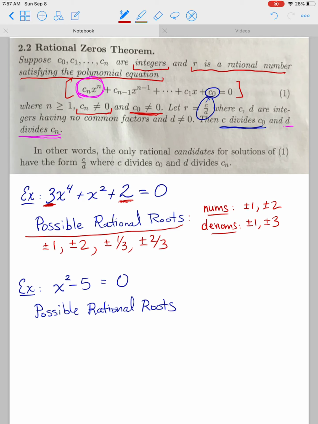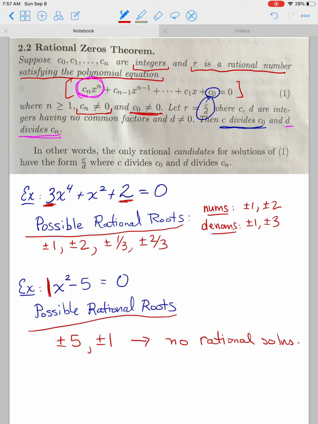But down here, if we do the same sort of test, we can check that the only possible rational roots for x squared minus 5 equals 0 are going to be plus or minus 5 and plus or minus 1. And again, we did that the same way because the denominators have to divide 1, so they have to be plus or minus 1. The numerators have to also be plus or minus 1 or plus or minus 5. Right? And it's really easy to plug these in. Whether we plug in plus or minus 5 or plus or minus 1, we're never going to get a solution to this equation. So there are no rational solutions.